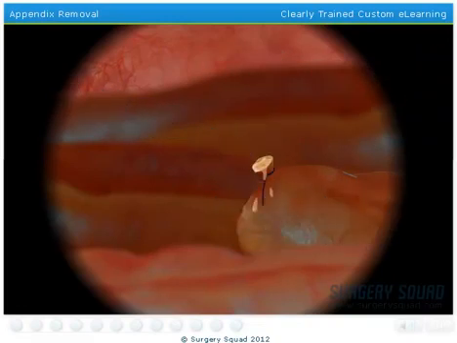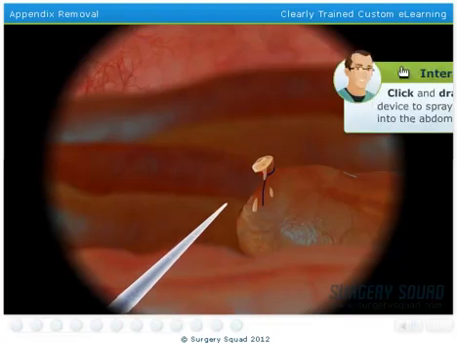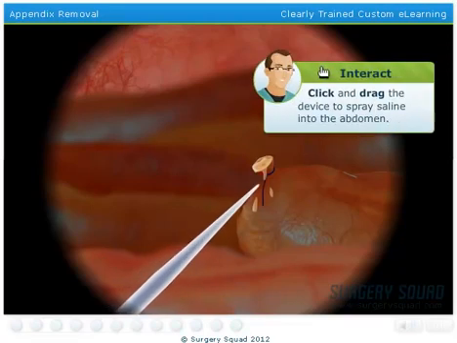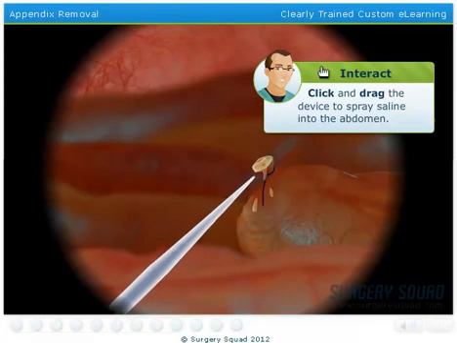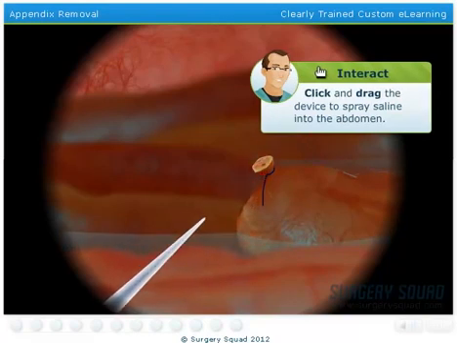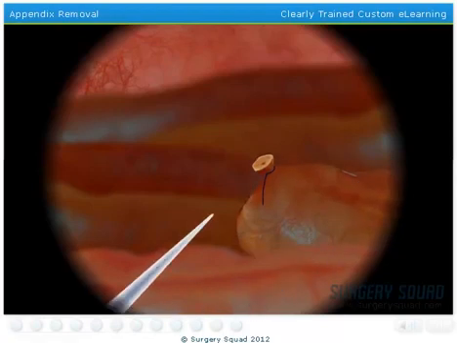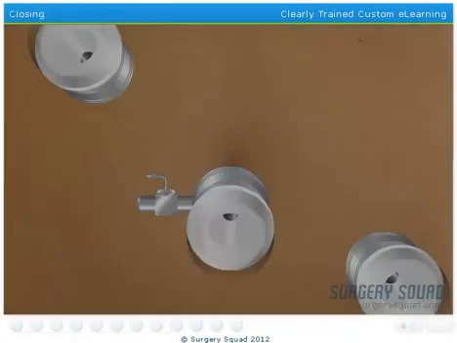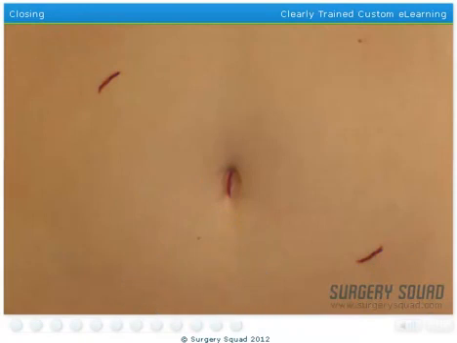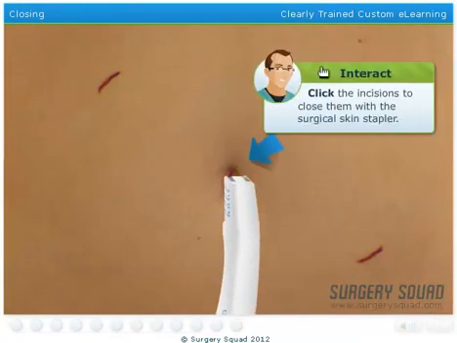Now on to the cleanup. We've inserted a device that sprays saline into the abdomen. Move it around so that everything gets sprayed clean. With a flick of a switch, our saline is suctioned back into the same device. Finally, we'll remove the trocars and close the incisions with a few surgical staples.